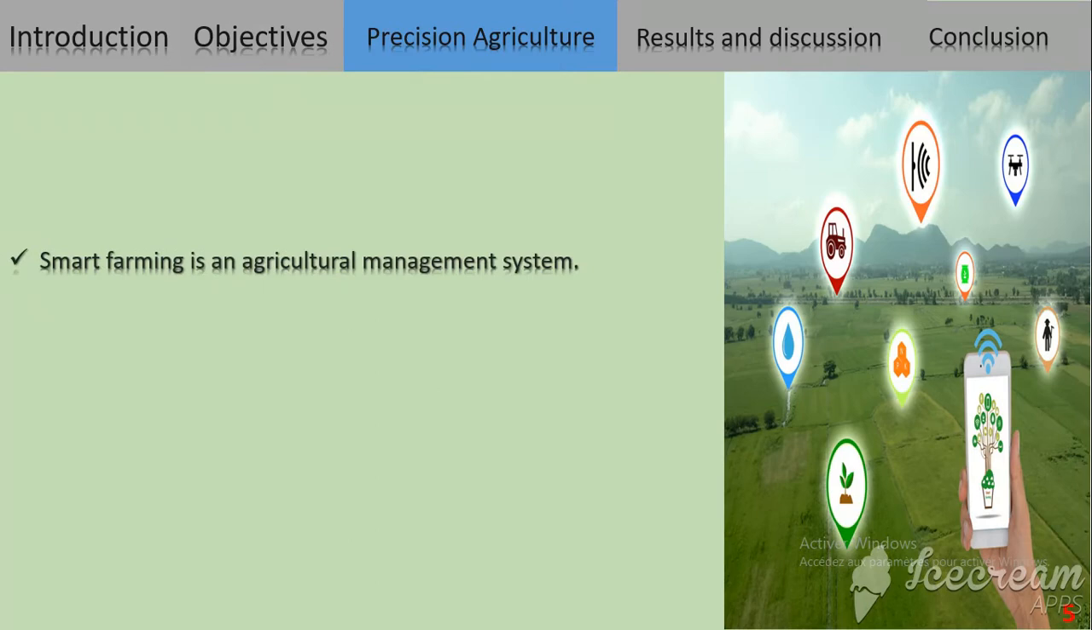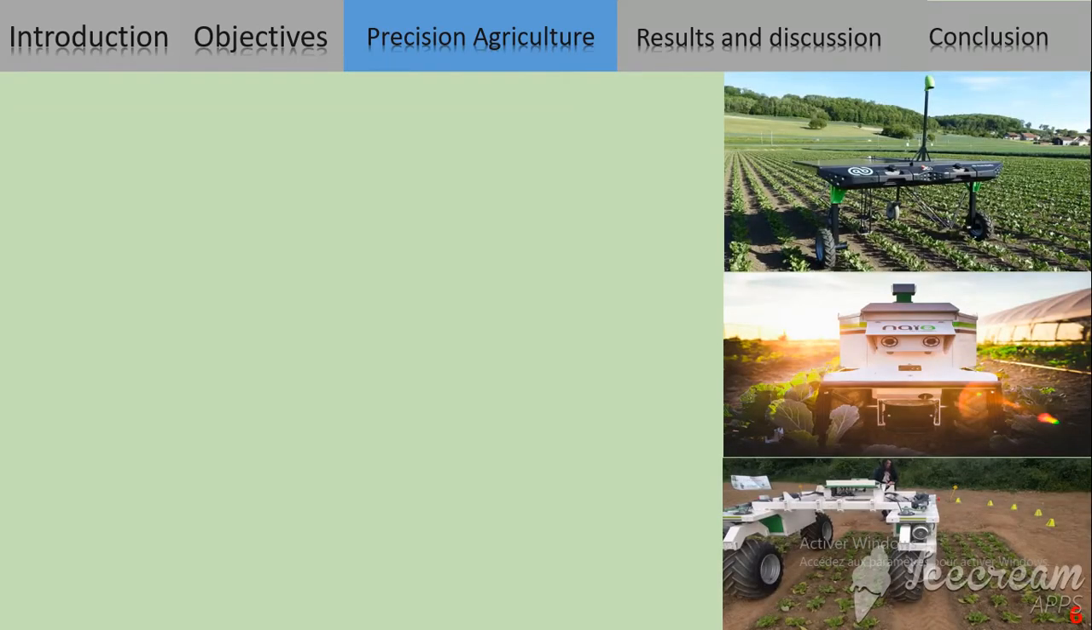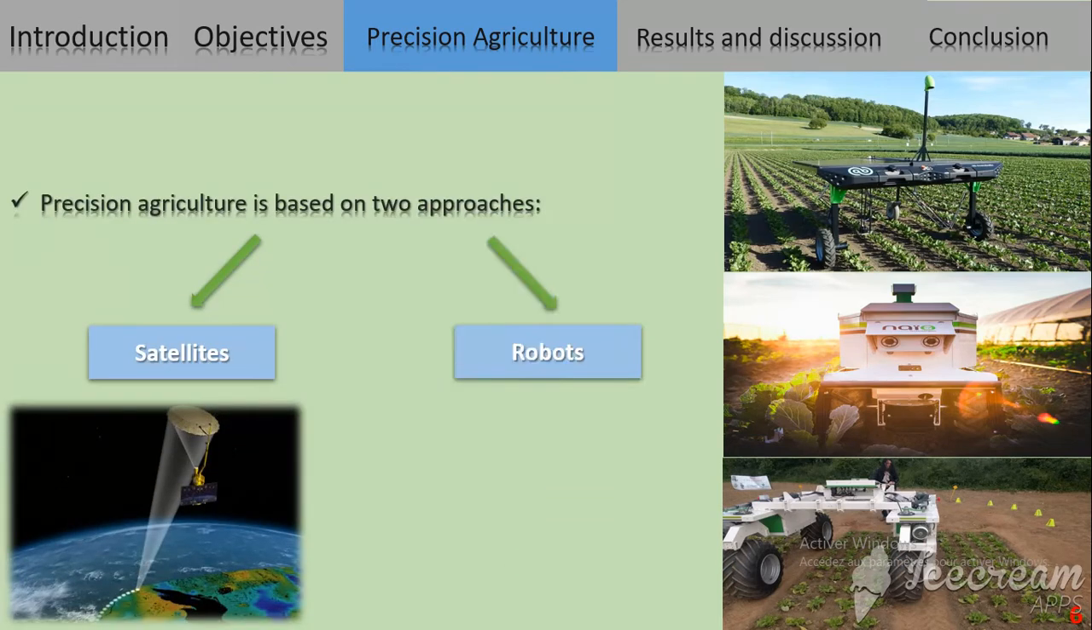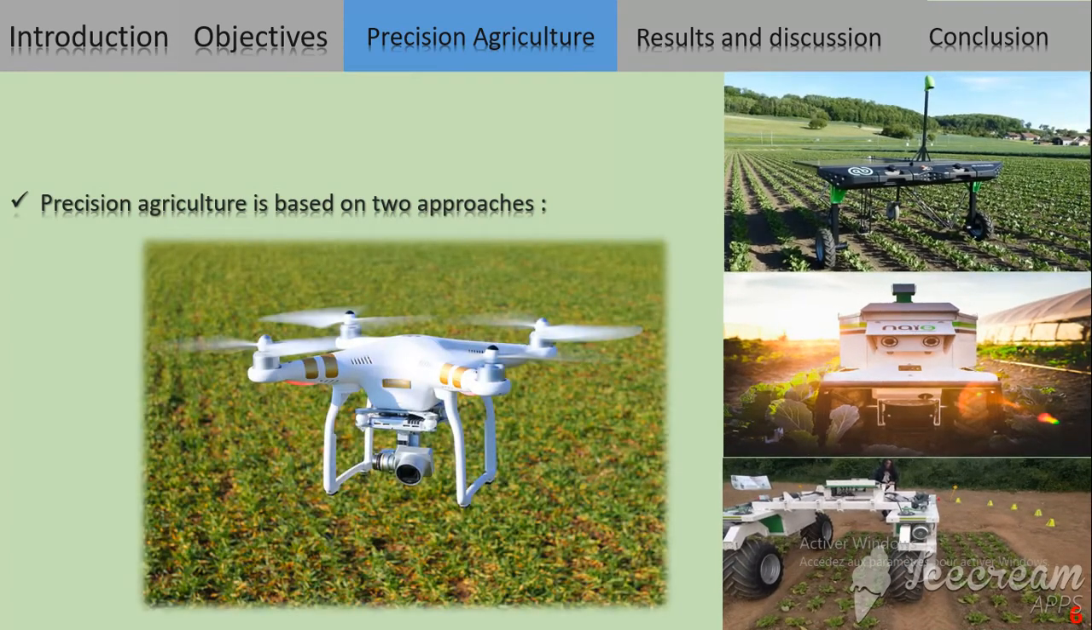Precision agriculture, or smart farming, is an agricultural management system based on the application of various technologies in order to improve the quality of plants and the environment. Precision agriculture is generally based on two approaches. The first one is satellite imagery and the second one is robot imagery. For robot imagery, we found two types. The first one is the soil robot and the second one is the aerial robot. For our case, we are choosing the unmanned aerial vehicle.